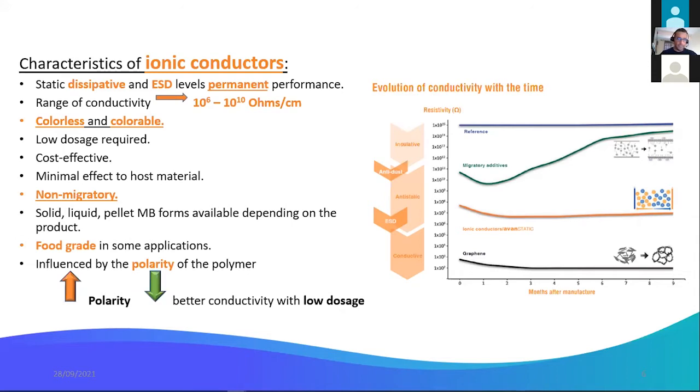And one key point that we always keep in mind is that, at the end, the polarity of the polymer has a great influence on the conductivity. So when we have a polar polymer like NBR, the conductivity is better and we need less quantity to achieve our target.